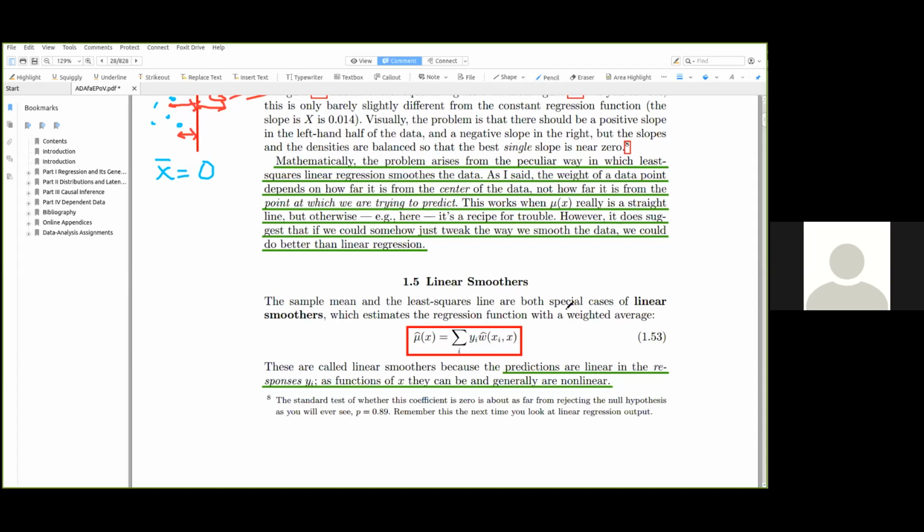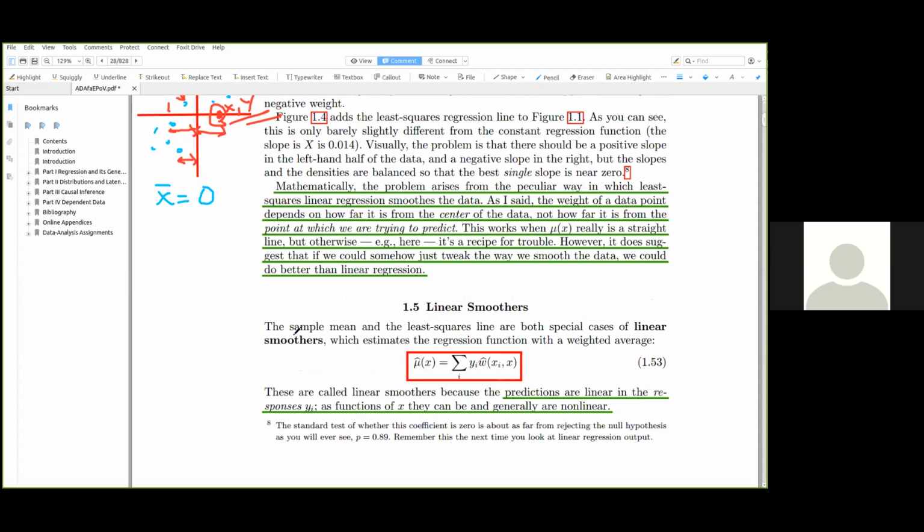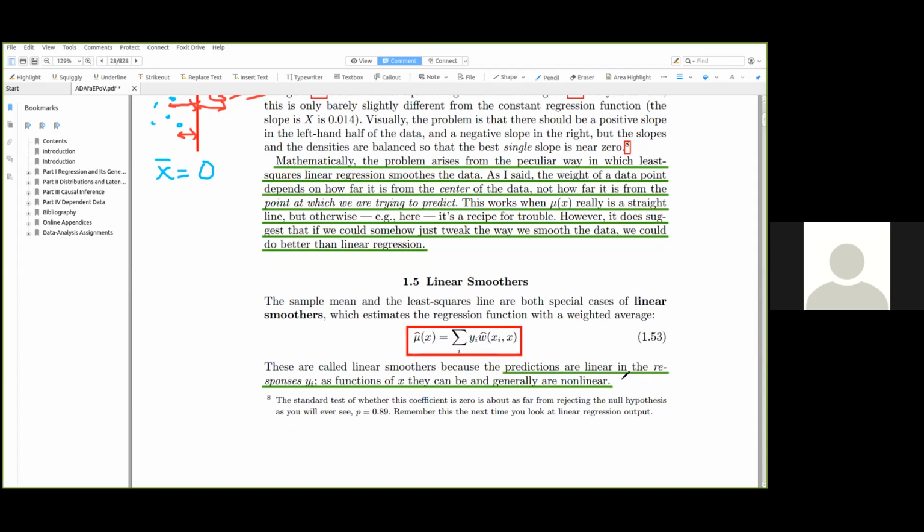So what we are doing is linear smoothers, and both the nearest neighbor sampling and least squares regression are special cases of linear smoothers, which use this representative formula where mu hat of x is the summation of a weighted average of the different yi's. They are known as linear smoothers because the predictions are linear in the response yi. You're basically only summing up the yi's. You don't carry out any non-linear operation on the yi's. However, these can be non-linear in the weighting function, so the relationship between x and xi can, and usually is, non-linear.